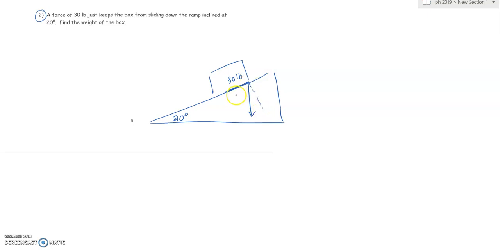We have the force of gravity that's perpendicular to the incline. And so again, we know that this angle right here is 20, because we could find that this angle is 70. So we have a right triangle. Using this right triangle, and the force of gravity as the hypotenuse, we could say that the sine of 20 is opposite over hypotenuse. So we could find the force of gravity, which is the weight of the box, and it's 87.71 pounds.